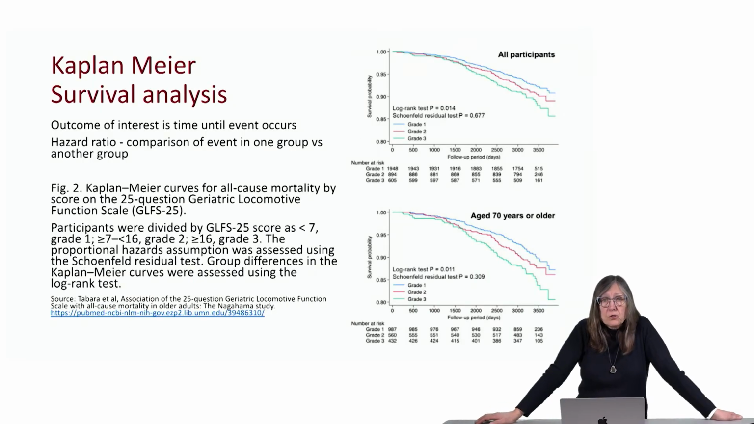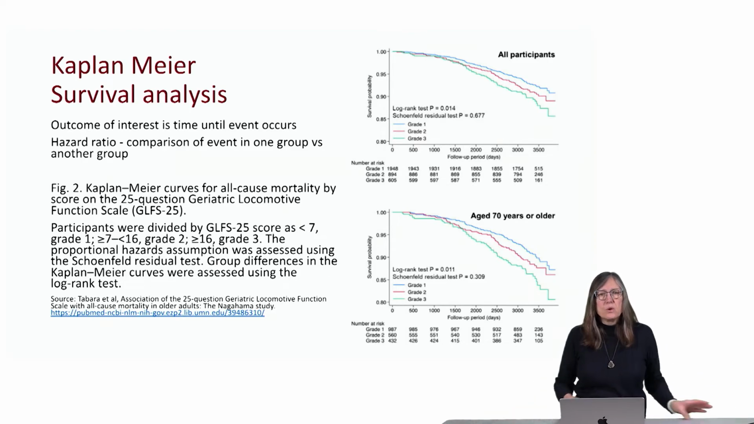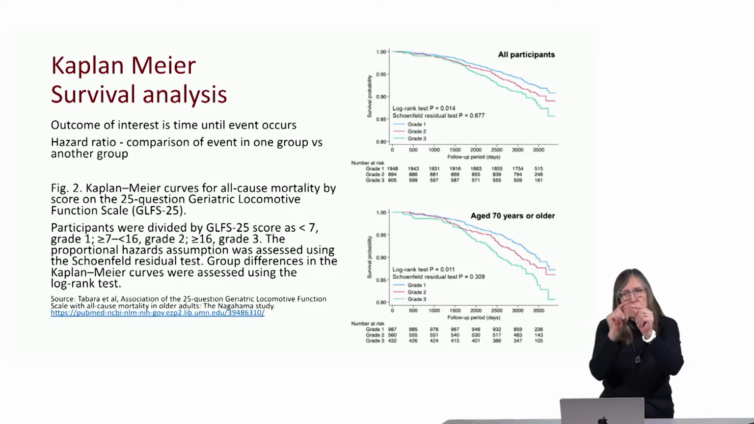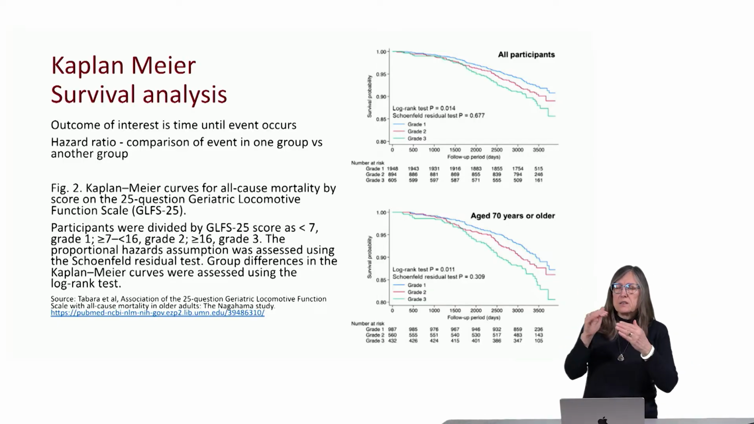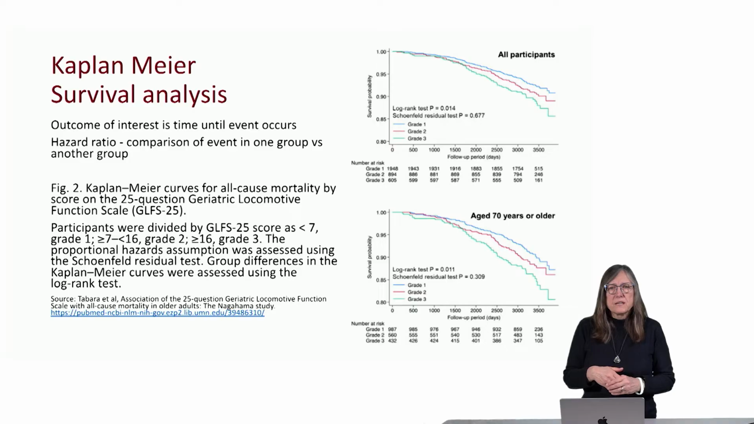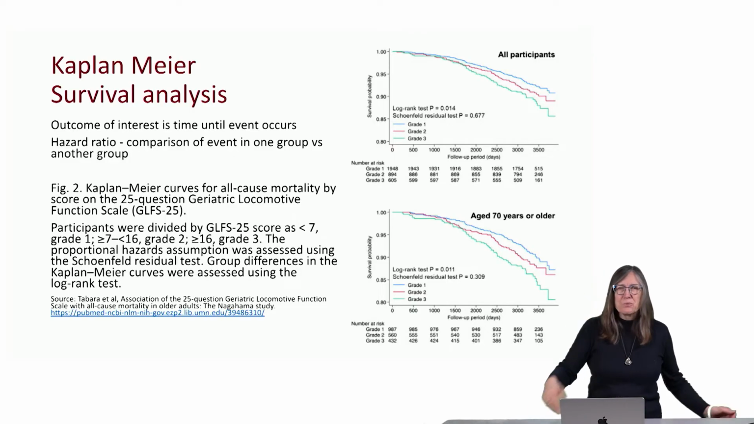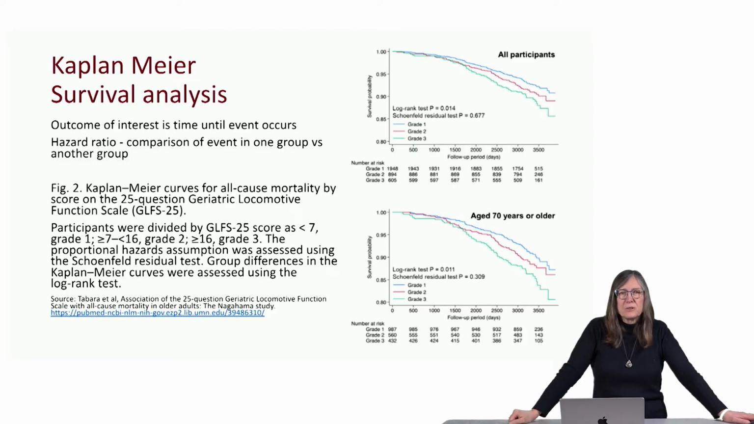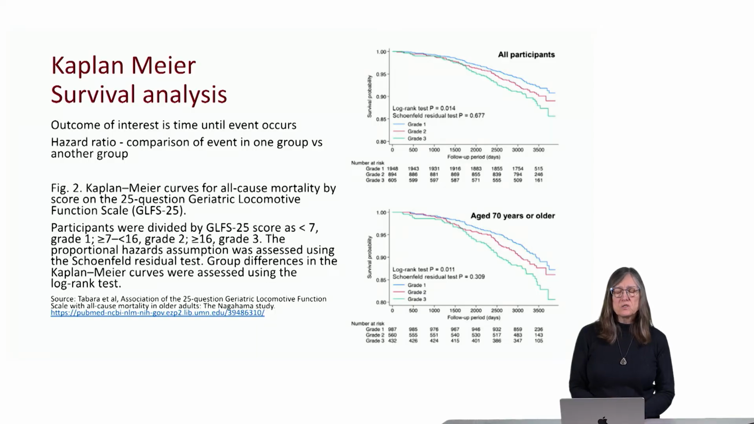All right, so what does it look like when you've got more and you're comparing groups? This is a published paper looking at the association of the 25-question geriatric locomotive function scale with all-cause mortality. So when you're seeing those decreases in these figures, the outcome here is mortality. This figure's done beautifully. You start at 1. You can't start at more than 100% of your population. Again, your outcome of interest is time until the event occurs, so that axis is always your follow-up time.